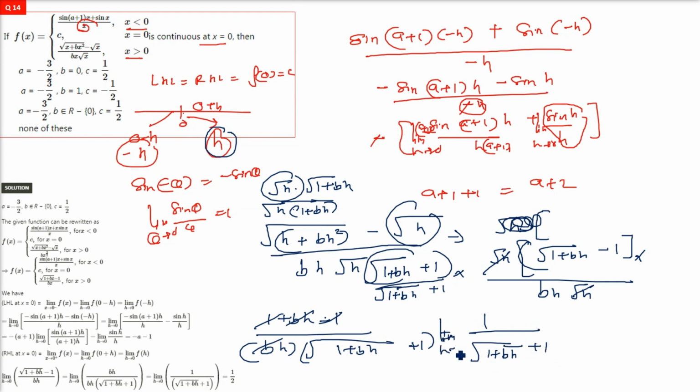So limit h tends to 0, we have 1 by under root. So this is going to be 0. Under root 1 is 1. So 1 plus 1, so 1 by 2 you get. Okay. Now a plus 2 is equal to half.